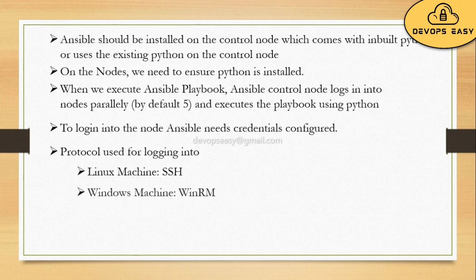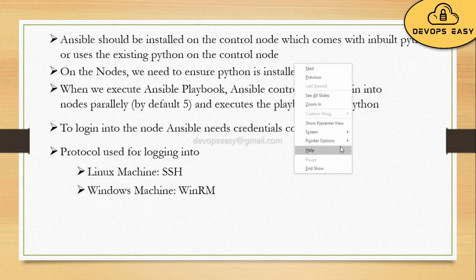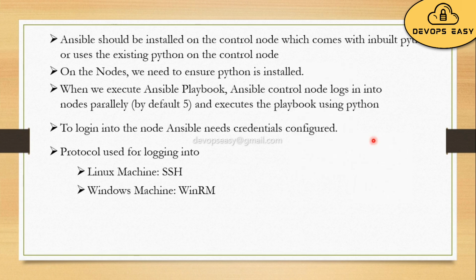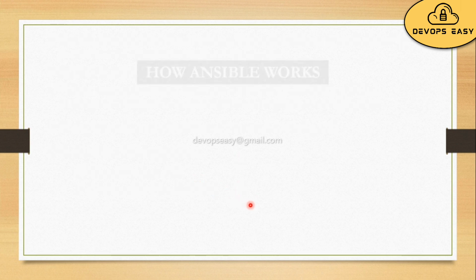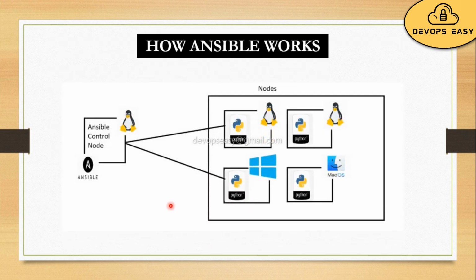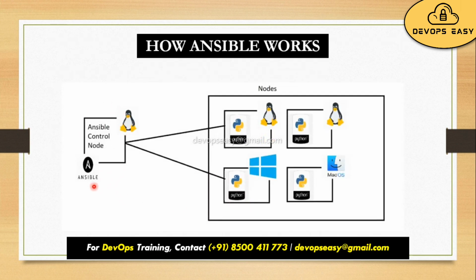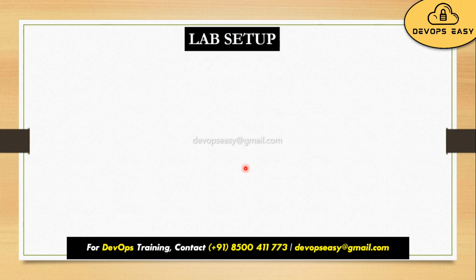If it is Linux, it uses SSH. If it is a Windows VM, it uses WinRM. But the majority we will use Linux itself. So how will Ansible work? On the Ansible control server, you will install Ansible. On the nodes, you will install Python. That part I will show you practically today.